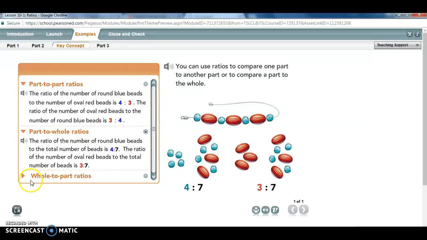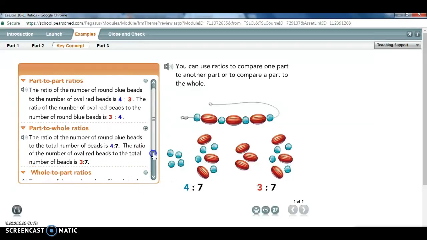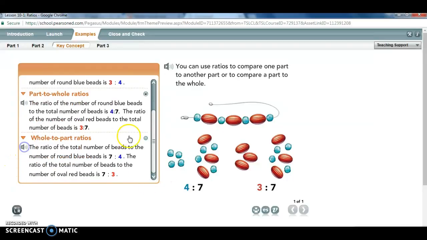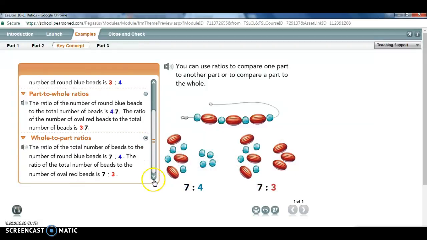Last, we have whole to part ratios. The ratio of the total number of beads to the number of round blue beads is 7 to 4. The ratio of the total number of beads to the number of oval red beads is 7 to 3. So this is very similar to our part to whole ratio. It's just now we have our whole number first and the part number second. Another example is how many students are in the class to how many girls are in the class.